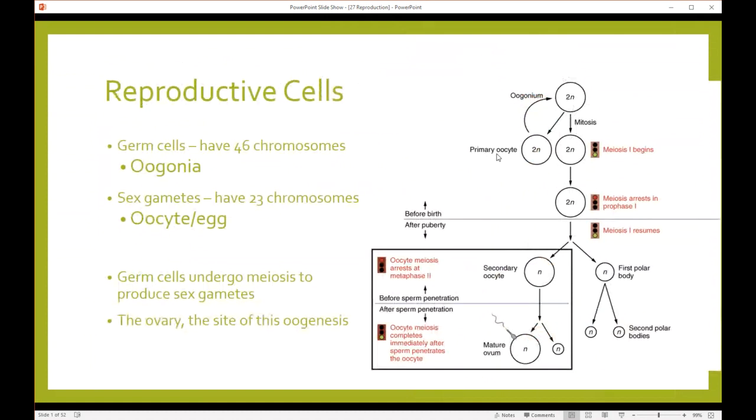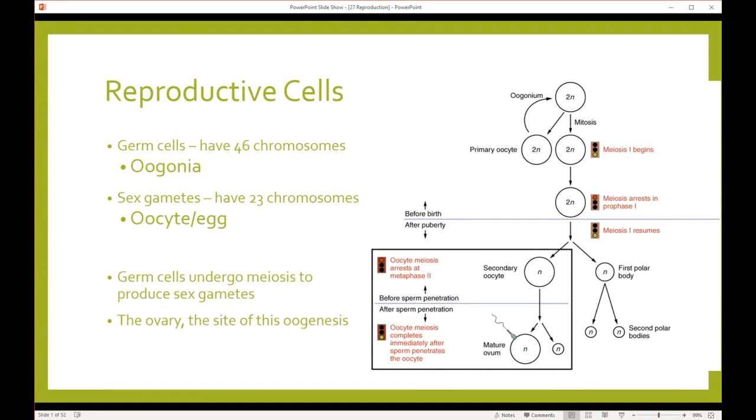Okay. There's different reproductive cells. So we have the germ cells. Germ cells, again, these are stem cells. So they're going to have 46 chromosomes, and we call those oogonia. Okay, oogonium for one, oogonia for multiple ones. Okay, and then we have the sex gametes, and those sex gametes again are going to have 23 chromosomes.